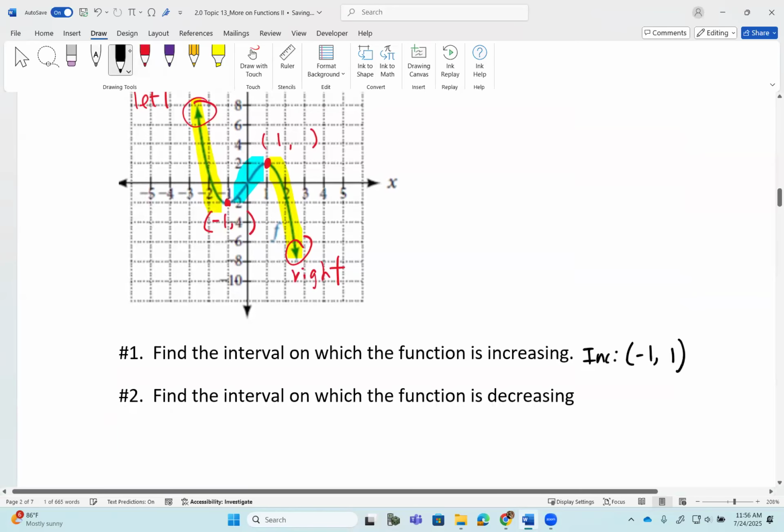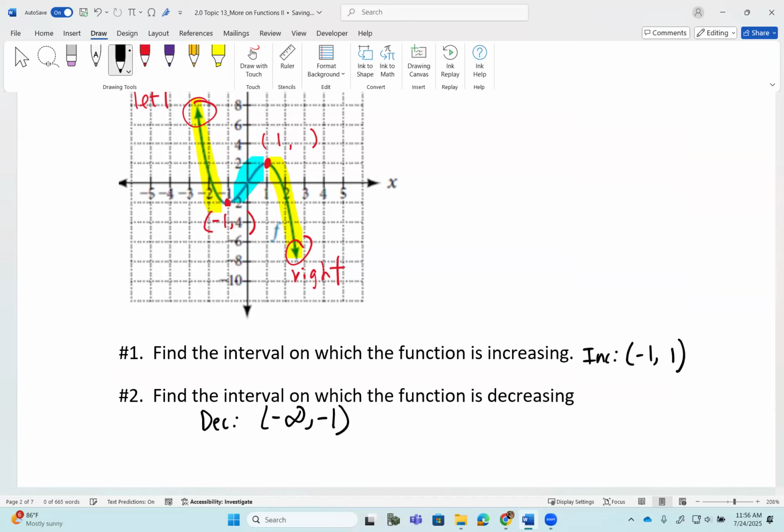So the decreasing part of the function comes from negative infinity all the way to -1. So there's no union here. This is not an interval notation. This is just describing open intervals. So I'm not going to use the letter U or the union sign. I'm going to use a comma to separate my two answers.